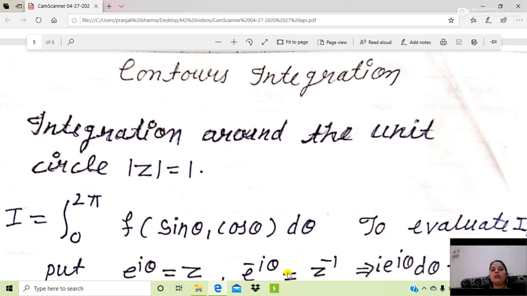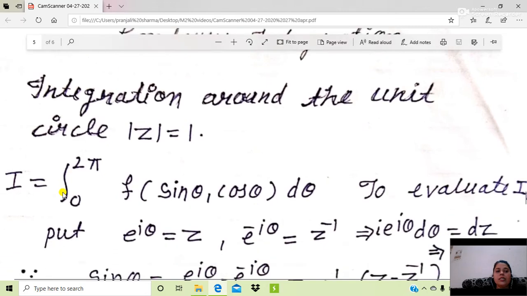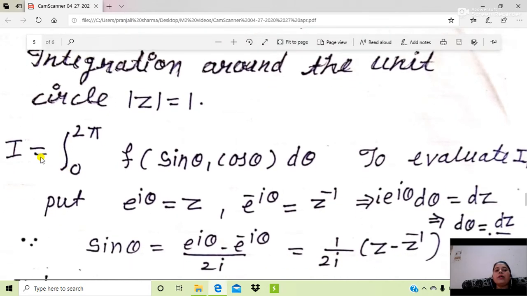So, in this video lecture, you are going to understand integration around the unit circle mod z is equal to 1, which is a part of contour integration. So, the integration of the type, integration between the limits 0 to 2 pi of a function of sine theta and cos theta with respect to theta. To evaluate this type of integration, we put e to the power i theta is equal to z.